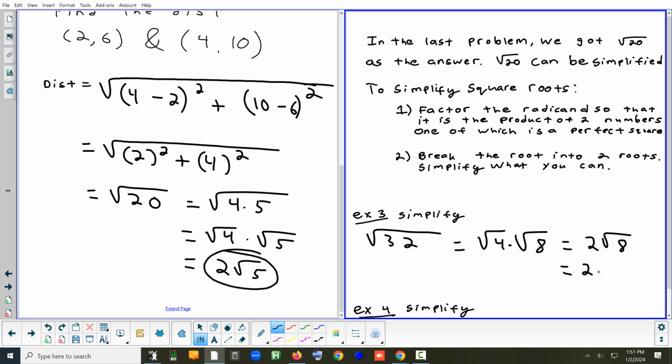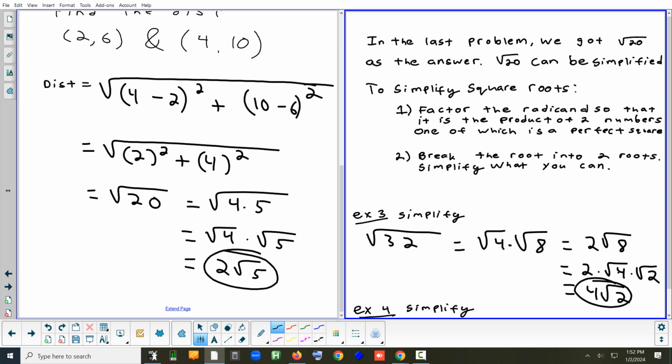So that 2 is just going to stay there. And then square root of 4 times square root of 2 is square root of 8. And what's square root of 4 again? 2. Times 2? 4. So 4. And what's left next to it? The square root of 2. Now 2 is a prime number, so you definitely can't simplify that.